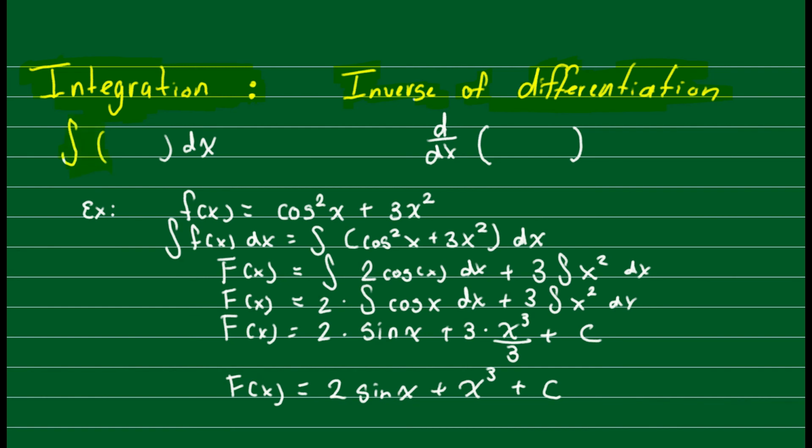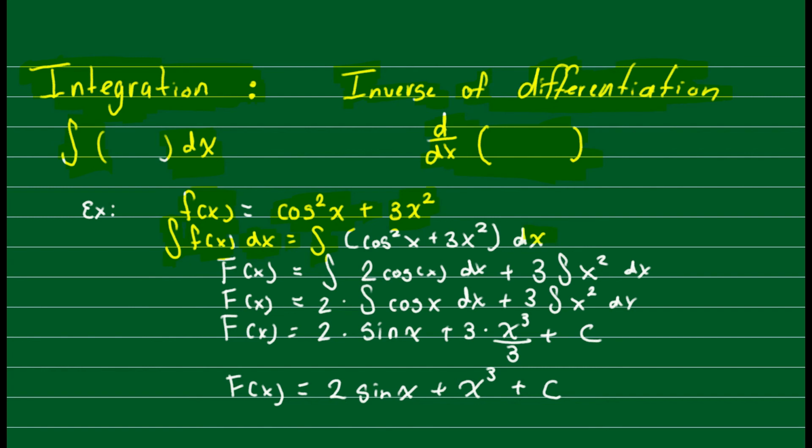is the notation for integration. This is the notation for derivatives. All right, and here's an example. Let f of x be a function cosine square of x plus 3x squared. Let's find the integral. Let's find the antiderivative of that function. All right, for that we use the symbol for f of x. Let's take the integral of that.